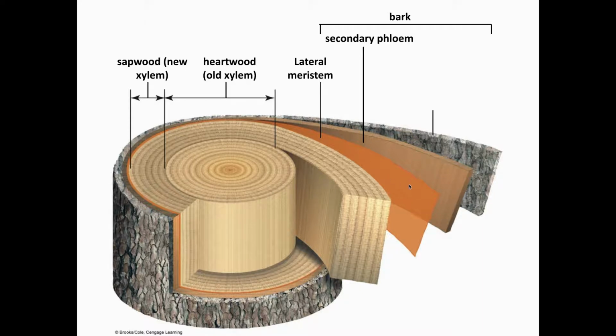Inside the phloem is the lateral meristem. That's the cambium, the stuff that's growing. And then here we have the bands of xylem that form on the inside. This part here, this is the sapwood, the new xylem. It's sapwood because there's still stuff going through it. There's still water moving. The inside is the heartwood.